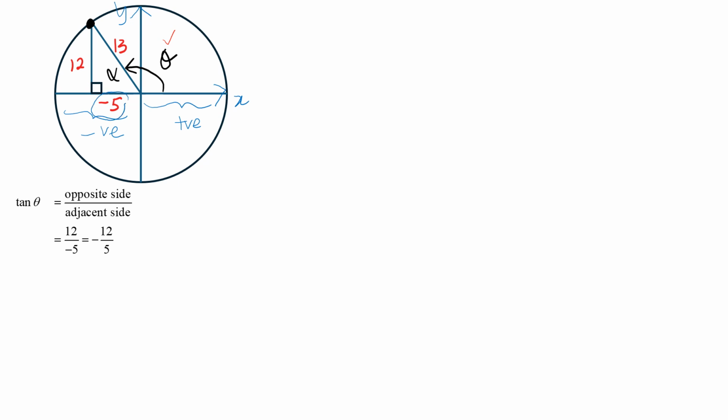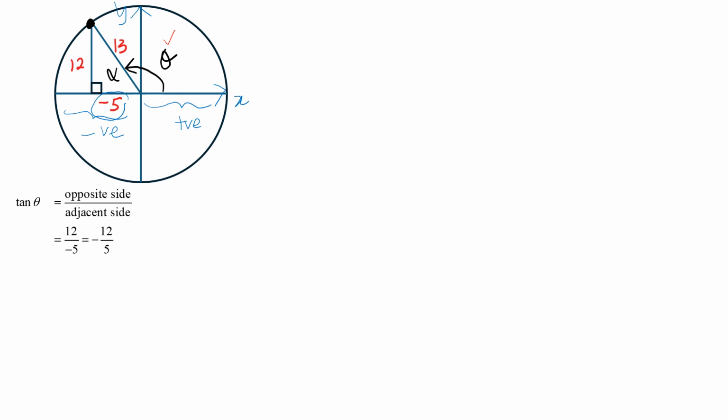All right. The hypo, if you look at the diagram, is the radius of the circle, and the radius of the circle is always positive. So your hypo is always positive. So 13 is a positive value. Therefore, tangent theta is 12 over -5. That gives you -12 over 5.